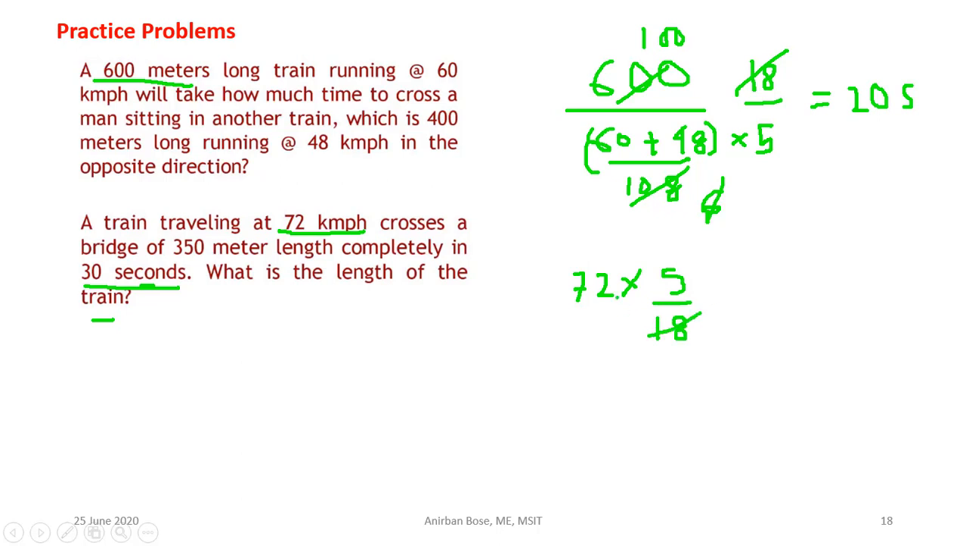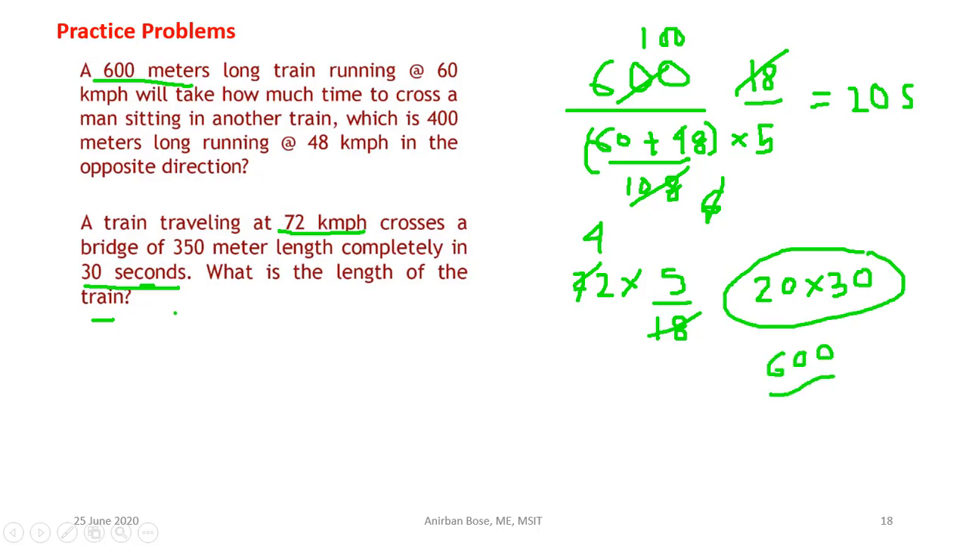So that is 20 meter per second. So 20 meter per second, and in 30 seconds how much distance it will move? So 20 into 30, right? So that is 600 meter, and 600 meter is basically the distance of the bridge plus the train. And already you know the distance of the bridge is 350. So what will be the distance of the train? The distance of the train will be this 600 minus 350, that is 250.